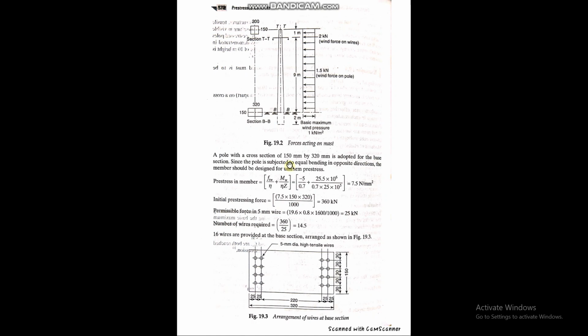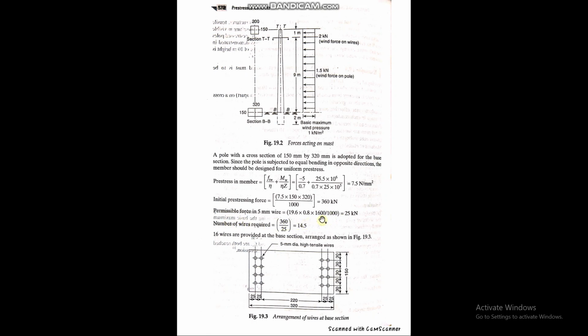You have a section of 150 by 320. You simply use that, and then the initial pre-stressing force required in this case comes out to be 360 kilonewton. Now we have to distribute this 360 kilonewton into the 5 millimeter wires. The area of the 5 millimeter wire is 19.6 millimeter square, and this is the permissible force that we are going to calculate.